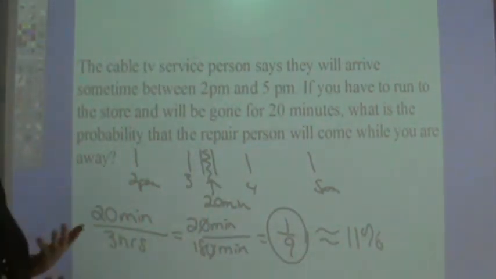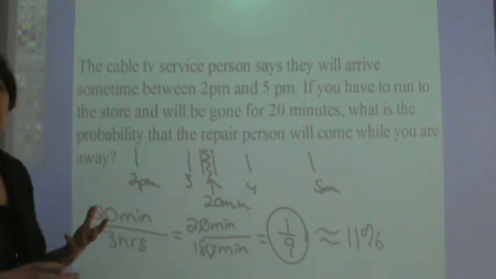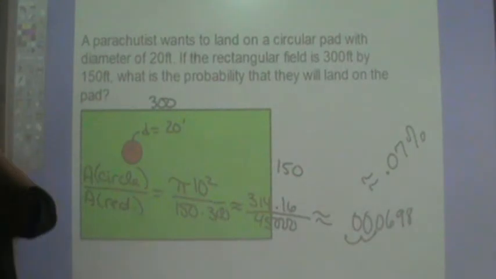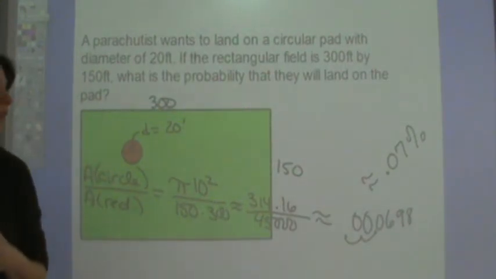Okay, so that's pretty much it. Basically you need to know your basic area formulas, circle, rectangle, triangle, so that you can do problems like these. So make sure you've got a list of those somewhere.